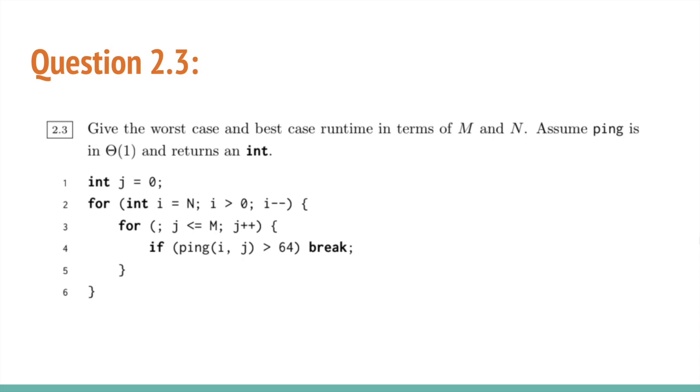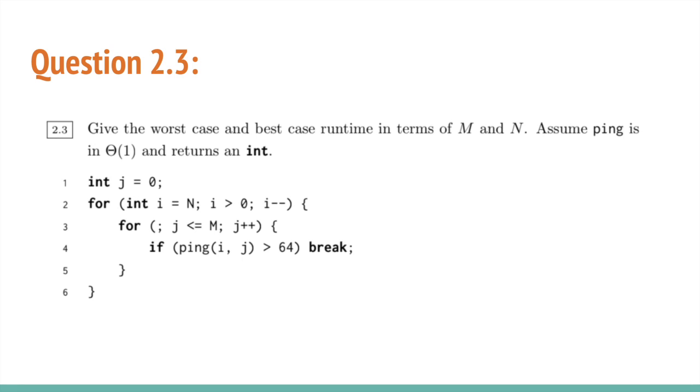In question 2.3, we want to give the worst case and best case runtimes in terms of m and n, assuming ping is in theta 1 and returns an integer. So let's quickly walk through what this method does. It initializes j to 0 and has an outer loop running for n iterations and an inner loop that runs based off of the value of j. So during each iteration of the inner loop, we perform a constant time operation and might break out of the loop if the call to ping returns a value greater than 64.